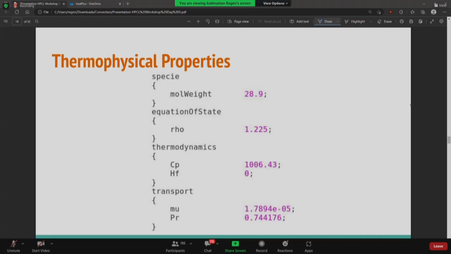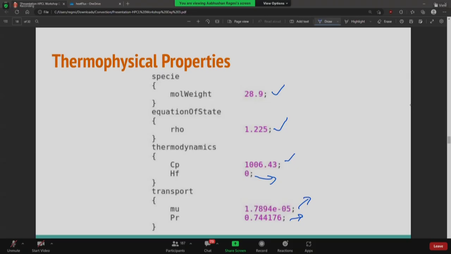we provide our molecular weight and then the equation of state, we provide density, and then we provide CP and HF. HF stands for heat of formation. That means whenever there is a change of phase, we need to provide the heat of formation. Right now there is no heat of formation, so this is just a placeholder. And this is the viscosity, and this is the Prandtl number.